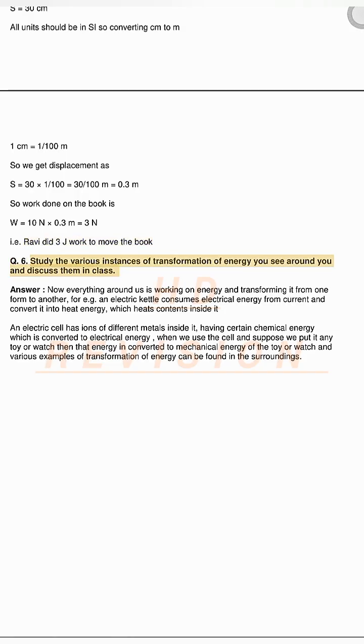Q6. Study the various instances of transformation of energy you see around you and discuss them in class. Answer. Now everything around us is working on energy and transforming it from one form to another. For example, an electric kettle consumes electrical energy from current and converts it into heat energy, which heats the contents inside it. An electric cell has ions of different metals inside it, having certain chemical energy which is converted to electrical energy. When we use the cell and suppose we put it in any toy or watch, that energy is converted to mechanical energy of the toy or watch, and various examples of transformation of energy can be found in the surroundings.